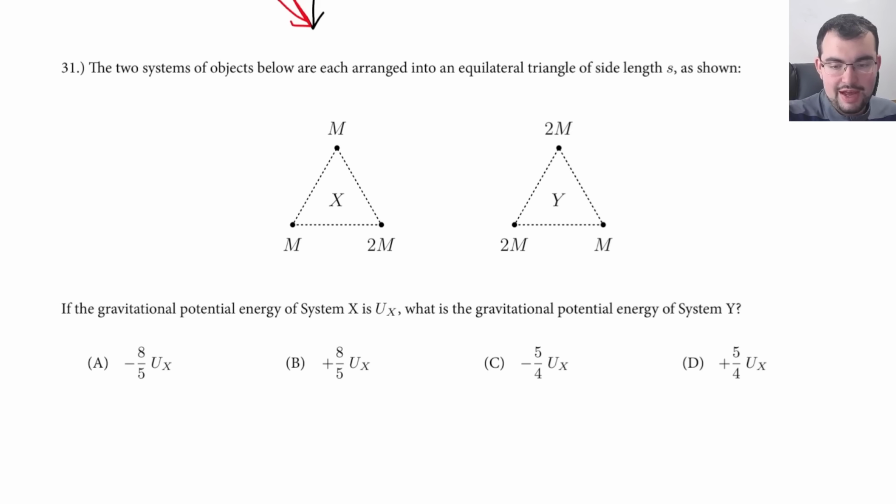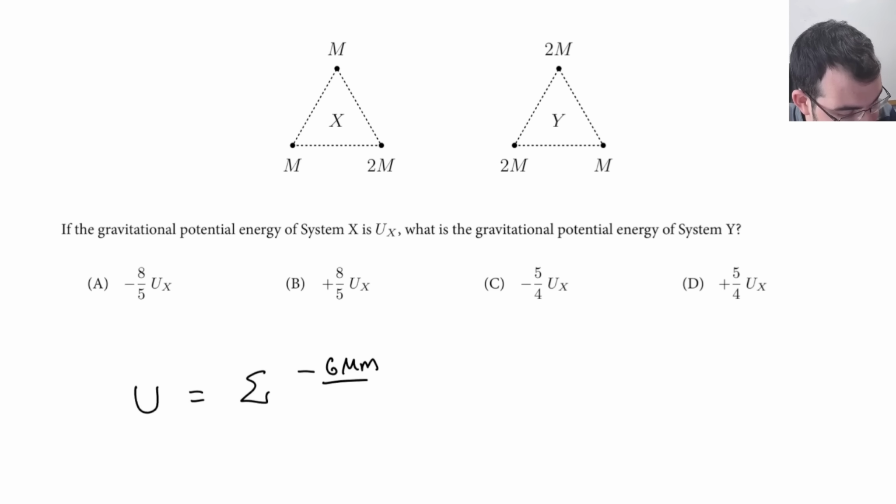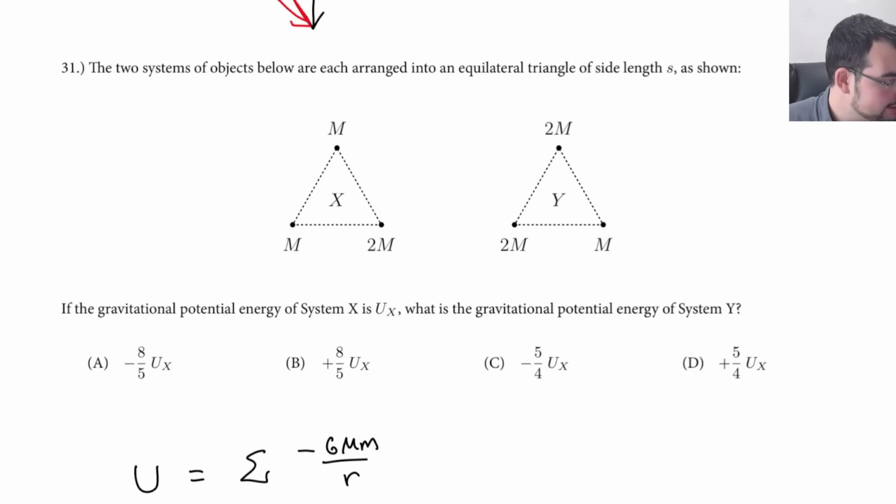All right, the two systems of objects shown below are each arranged into triangles. The first potential energy is Ux. What's Uy? Well, U is the sum of the pairs of negative GMM over R. Because again, these are an energy debt, that's why it's negative, because all of these masses are an energy debt with each other, and we'd have to pay them energy to get separated.